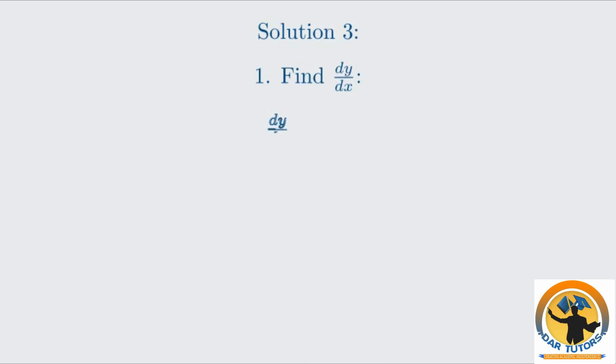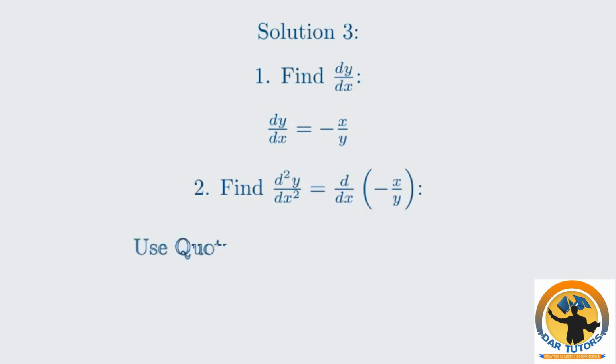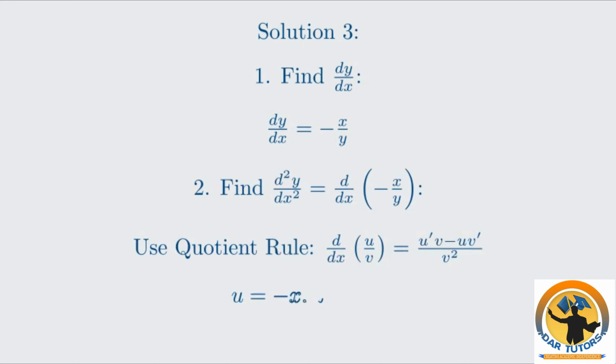Find the second derivative, d²y/dx², for the relation x squared plus y squared equals 25. Pause the video and work through this problem. Let's go through the solution. From the previous problem, we know the first derivative is dy/dx equals negative x over y. To find the second derivative, we differentiate dy/dx with respect to x. We must use the quotient rule.